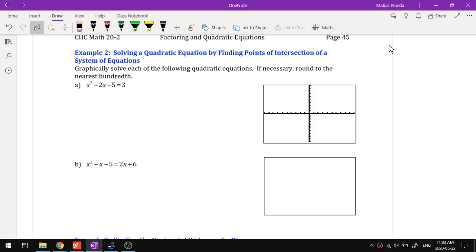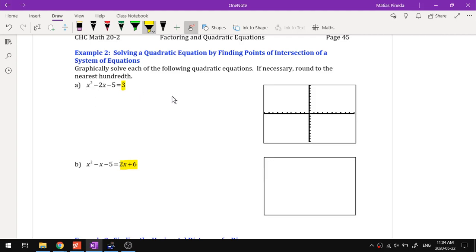In this example, I'm only going to do part A. The difference between this example and the previous one, example 1, is that if we look carefully at the quadratic equation, on the right-hand side we don't have a 0. Here we have a 3. We have 2x plus 6. In the previous examples, we had a quadratic equation on the left equal to 0.